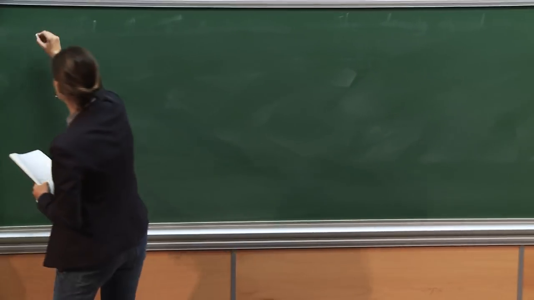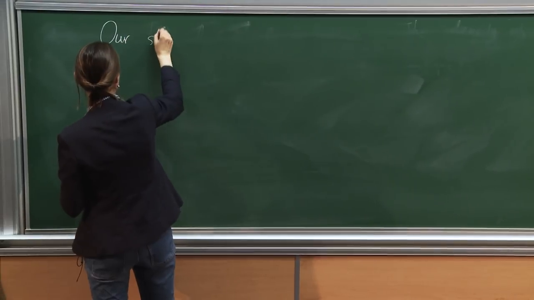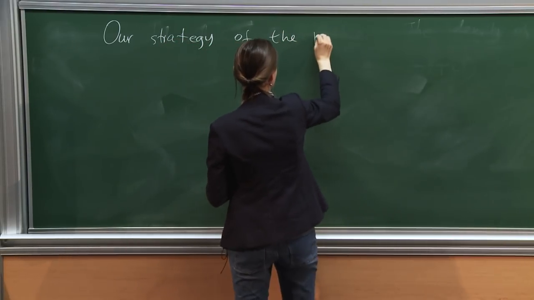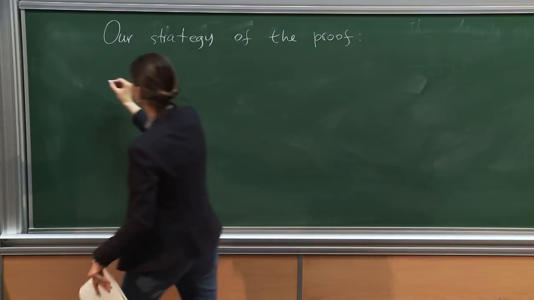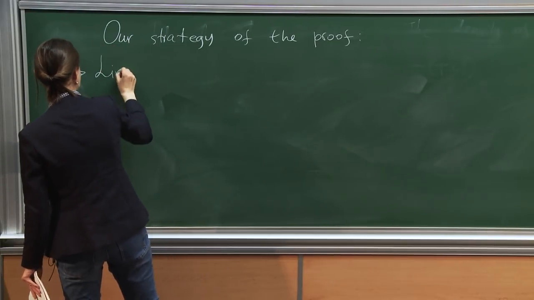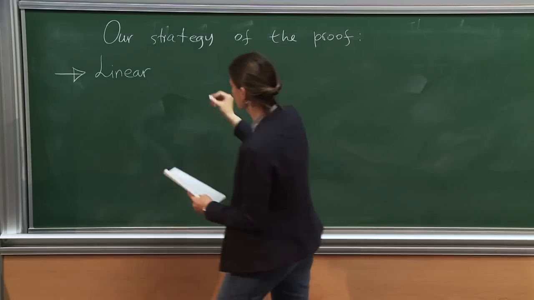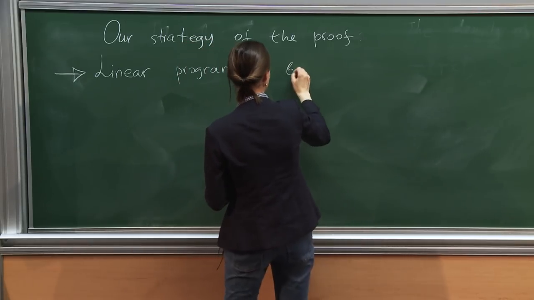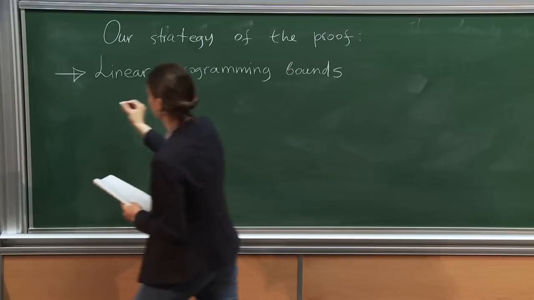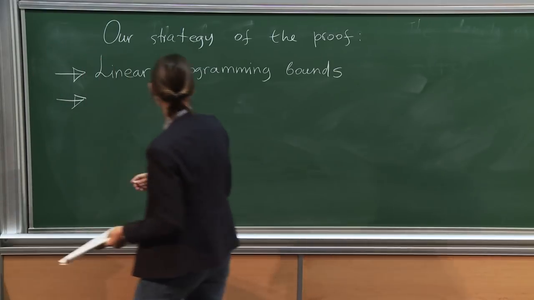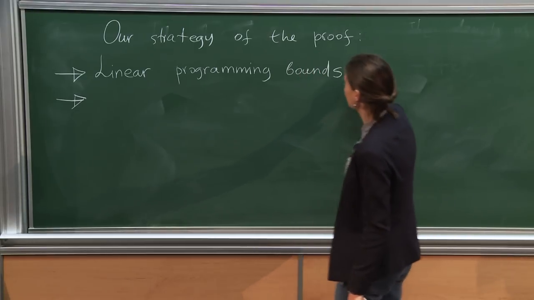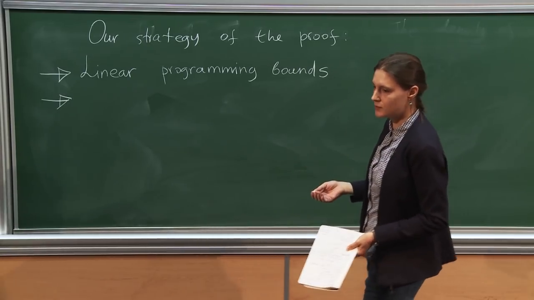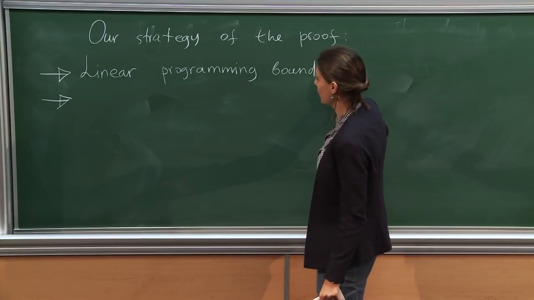And so let me tell you now about our strategy of the proof. The key ingredient of the proof is the linear programming bounds, and I will introduce this technique in a moment. Essentially, what this method means is that we have this very difficult nonlinear problem about point configurations, but we replace our difficult problem by an easier one.